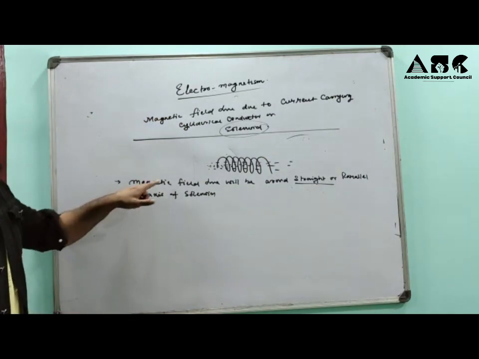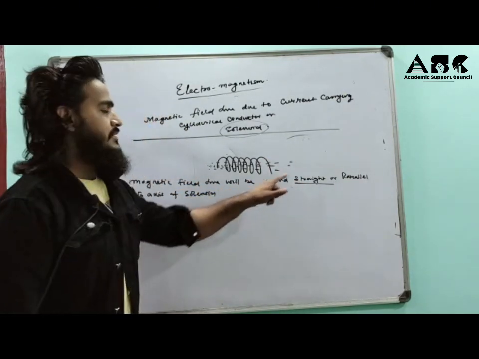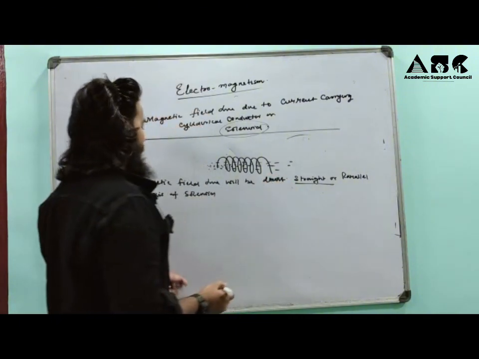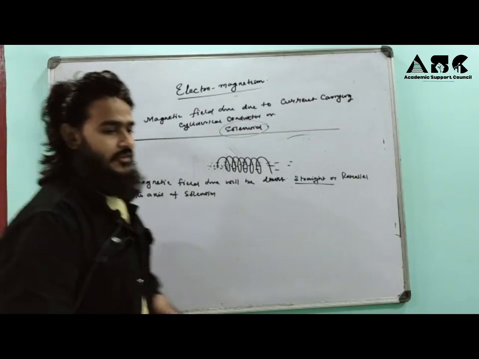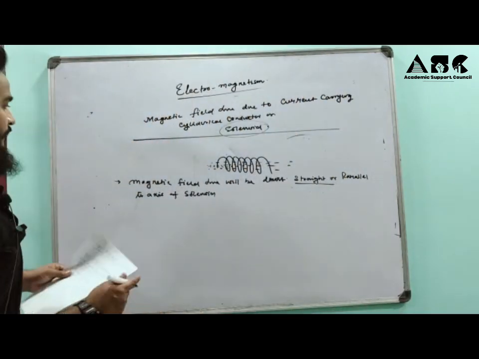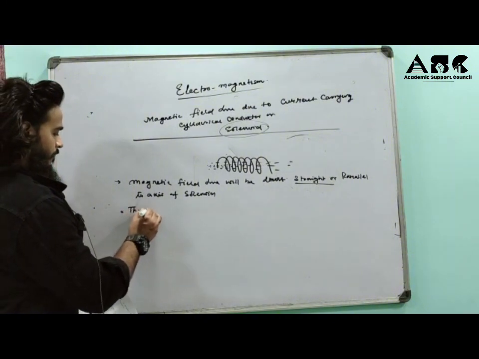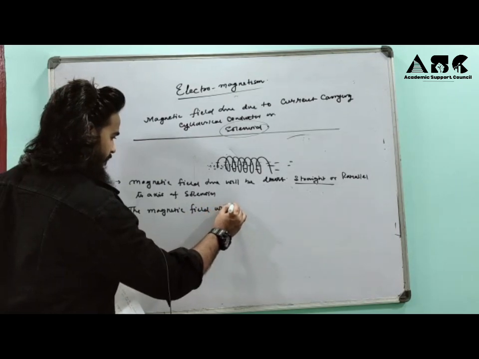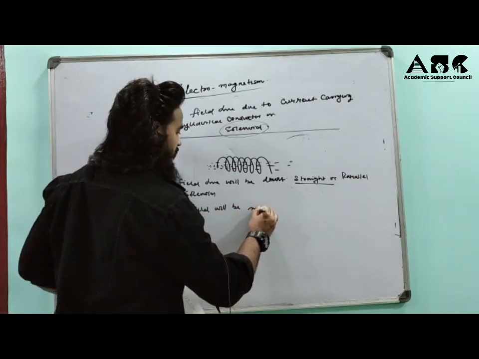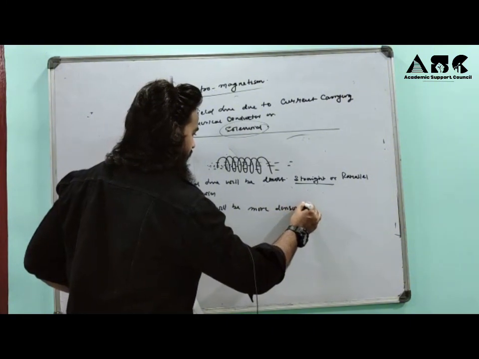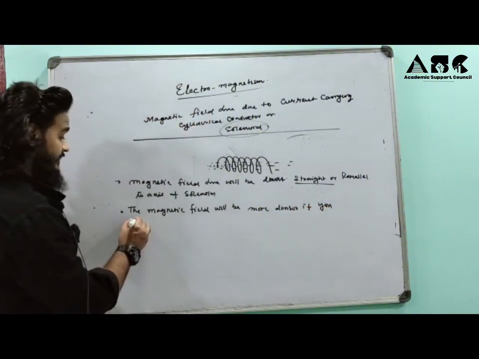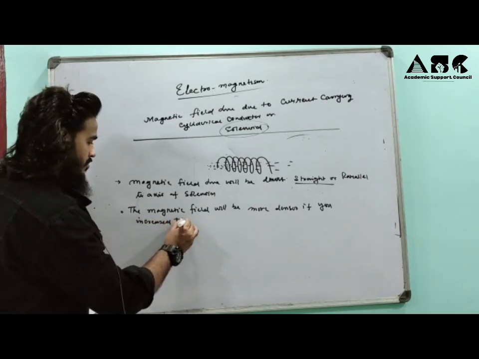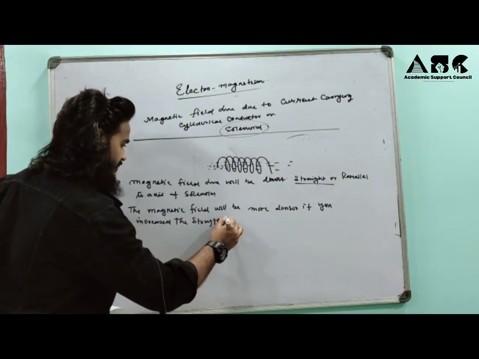This point is clear. The magnetic field will be almost a straight line, or parallel to the axis of the solenoid. First point is clear. The second point, you remember that the magnetic field will be more dense if you increase the strength of the current.